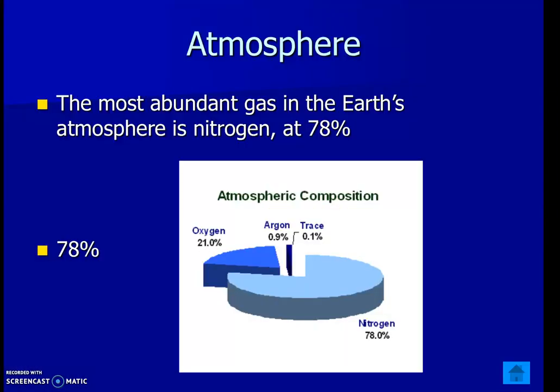To start off, we're going to talk about the atmosphere. The most abundant gas in the Earth's atmosphere is nitrogen, at 78%. As you can see from this pie chart, oxygen is about 21%, argon is 0.9%, and the rest is made up of trace elements. And the atmosphere is where our weather is, which is what this whole unit was about. The atmosphere is the layer of gases that surround our Earth.